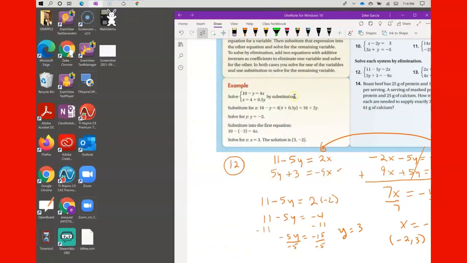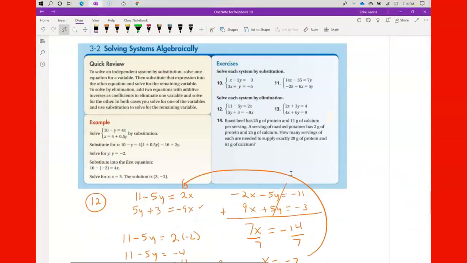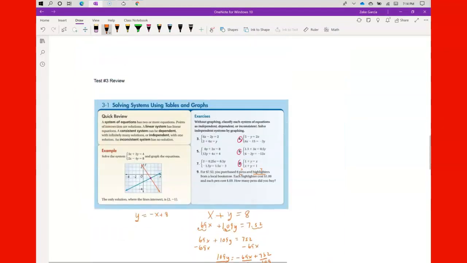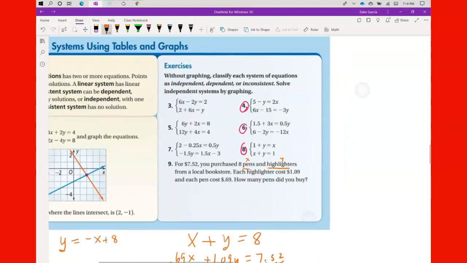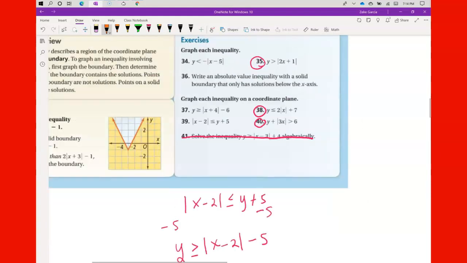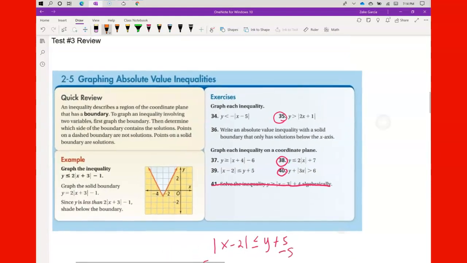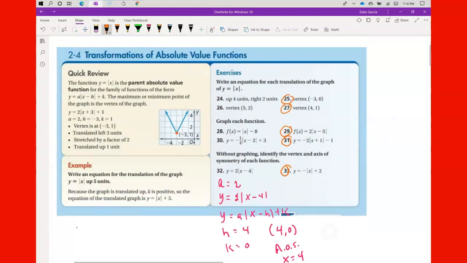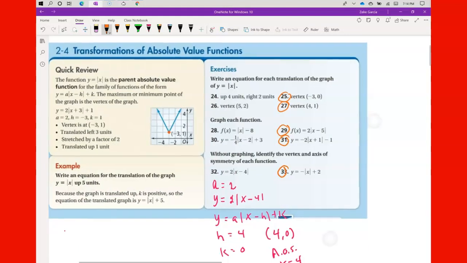Okay, so what you're going to have to do in this section, you're going to have to do numbers 11 and 13 for a grade. In section 3.1, you have to do 4, 6, and 8. And then in section 2.5, 35, 38, and 40. And then in section 2.4, you're going to go ahead and do 25, 27, 29, 31, and 33.